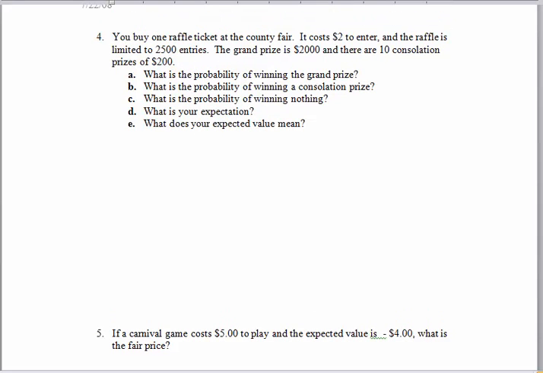Alright, now 4 and 5 get into this idea of expected value and fair price. Okay, so 4 is a raffle. You buy one raffle ticket at the county fair that costs $2, and the raffle is limited to 2,500 entries. The grand prize is $2,000, and there are 10 consolation prizes of $200. So this is a nice problem because it takes you through it in steps, so we don't have to worry about the expected value formula until later, until part D.